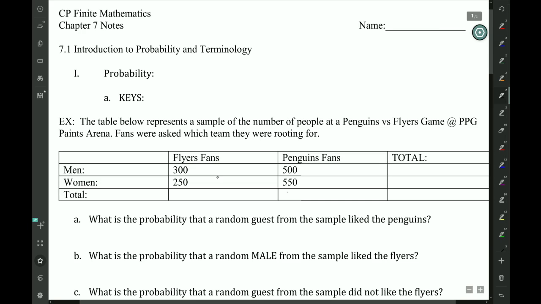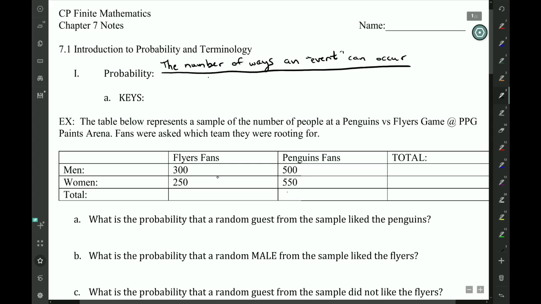Basically, probability is the number of ways an event can occur divided by the total number of events. So in particular, up top we're looking at one event over all of the events. So it's really counting and counting again.